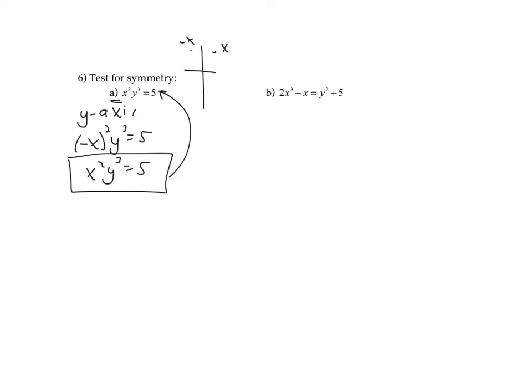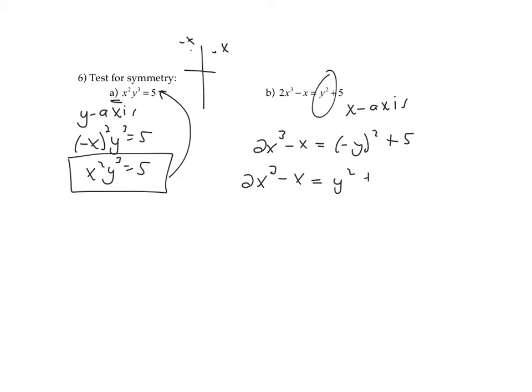Okay. In part B, I notice odd exponents on x, so it's not going to have y-axis symmetry, but I know an even exponent on my only y term, so I'm thinking that this is going to have symmetry with respect to the x-axis. So that means that we want to keep the x's the same, but this time replace y with negative y and simplify. So this becomes 2x cubed minus x equals y squared plus 5. We're back to the original, so it is symmetric with respect to the x-axis.